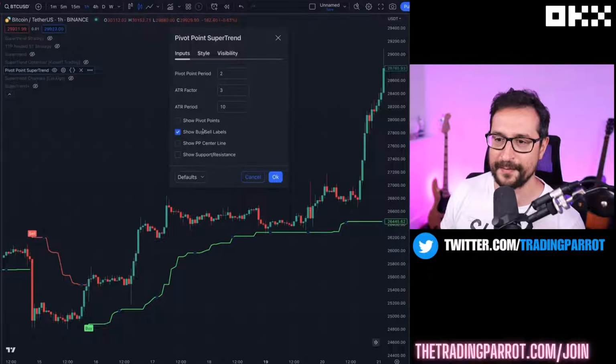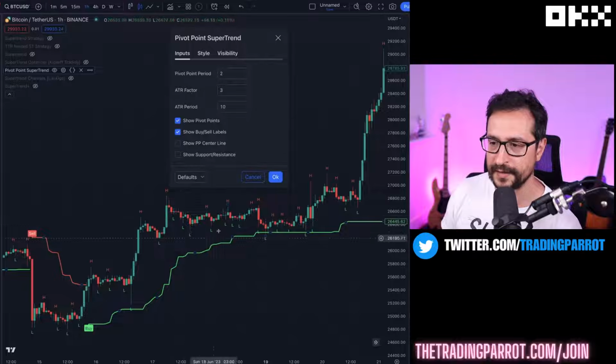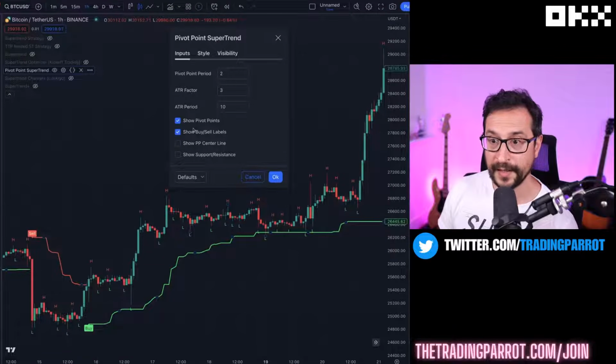So let me show you what that means. If we click here on Show Pivot Points, we're going to see these highs and these lows. They're constantly being calculated with every local pivot in the price action. Why do we calculate this? Because we are trying to find support and resistance.